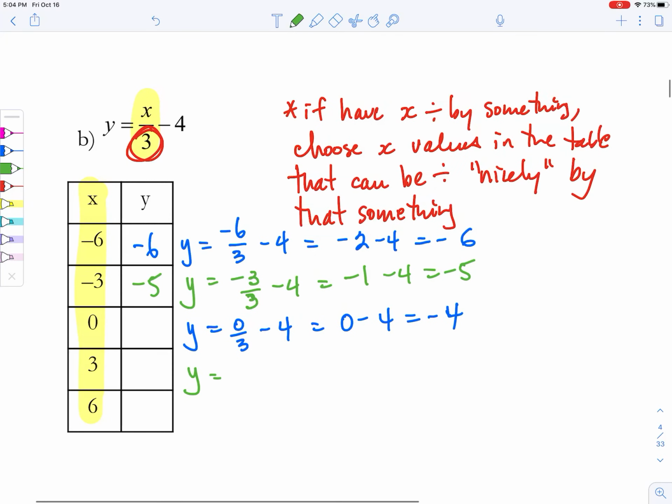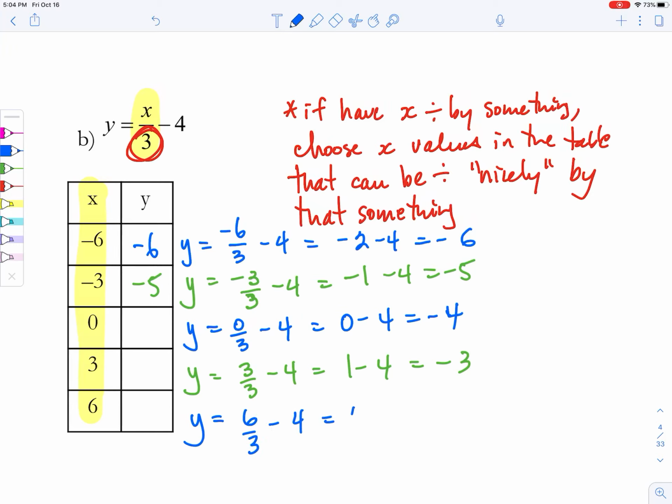Y equals 3 divided by 3 minus 4, or 1 minus 4, which is minus 3. And for the last one, y equals 6 divided by 3 minus 4, which is 2 minus 4, or minus 2.